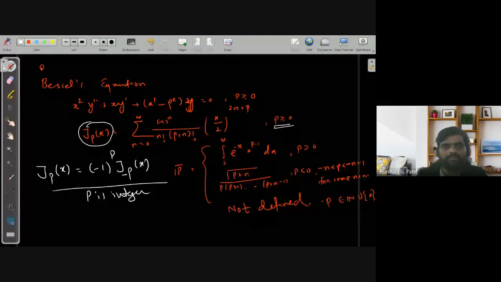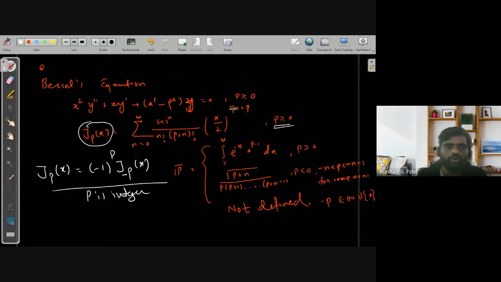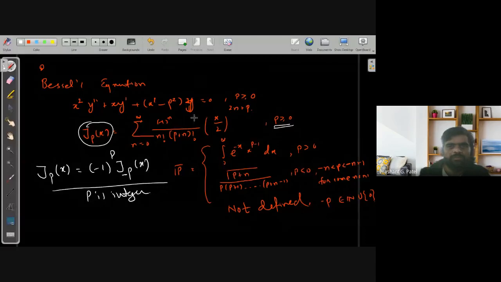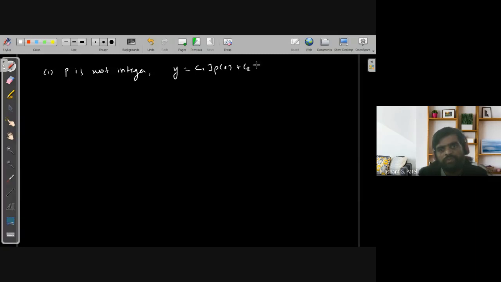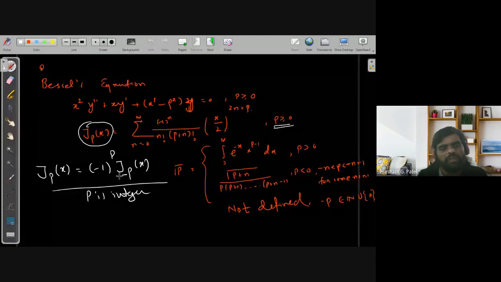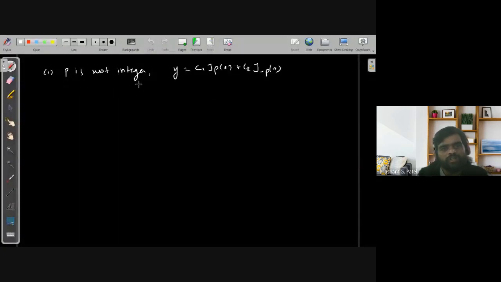And next, we have discussed the general solution of this Bessel's equation. If p is not an integer, which is a very important concept that we have discussed, then the general solution can be written as C1 Jp of x plus C2 J minus p of x. Because we have already proved that if p is an integer, then these two are linearly dependent. So if it is not an integer, this is the solution in general form.